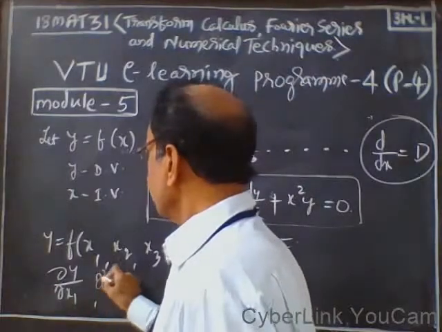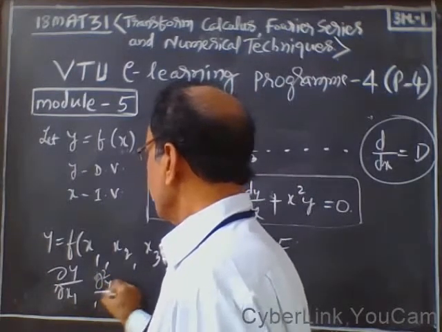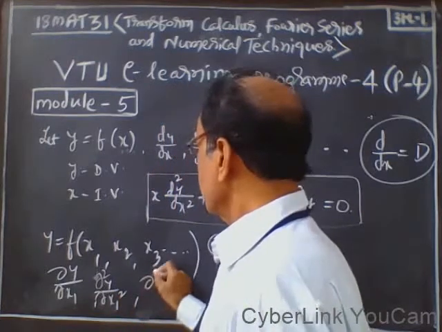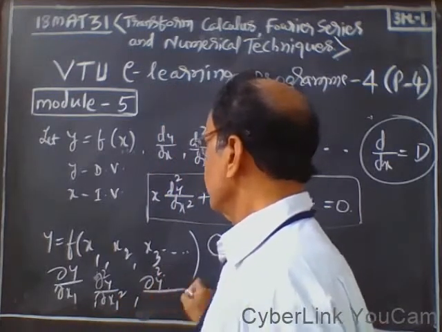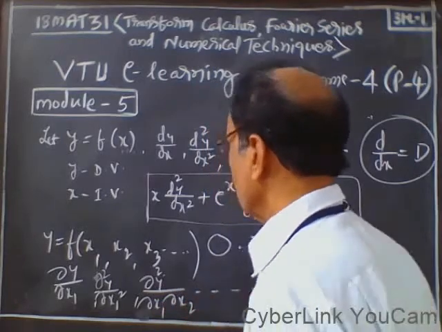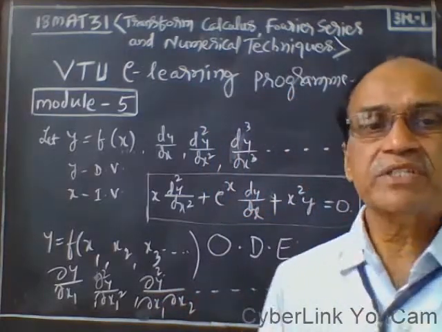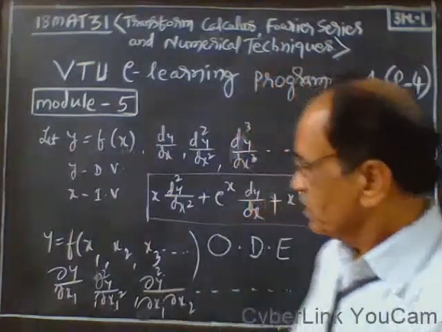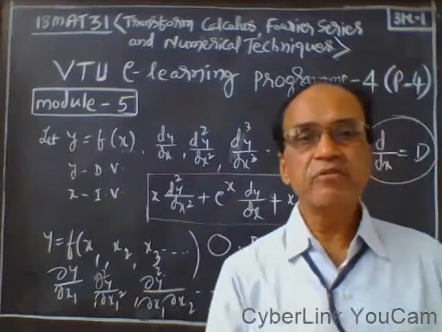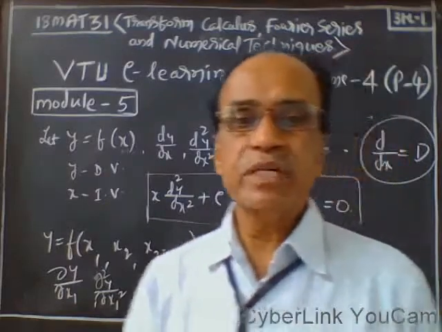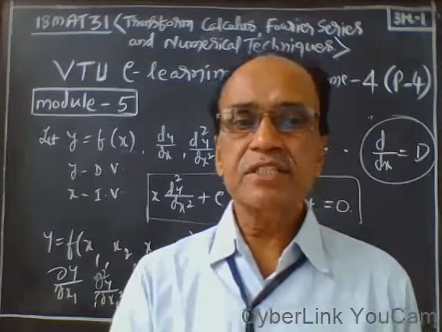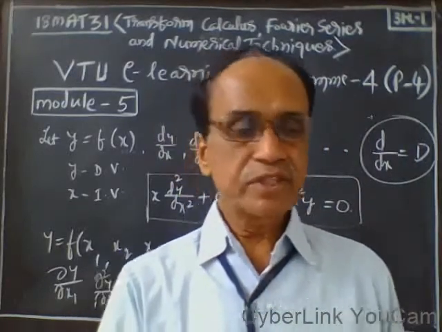Then del square y divided by del x1 square, then del square y divided by del x1 del x2 and so on. These are all called partial derivatives. If we come across these partial derivatives in the form of some equation, then we call it a partial differential equation. Let me confine my discussion only to the ordinary differential equations.